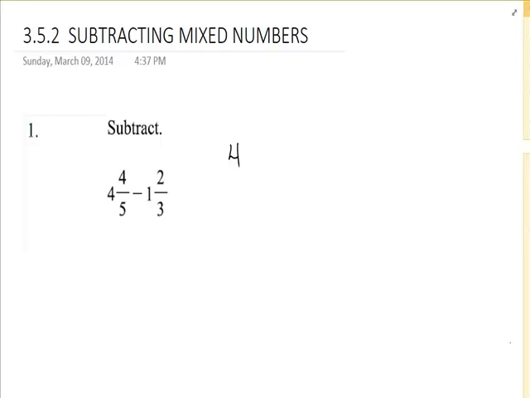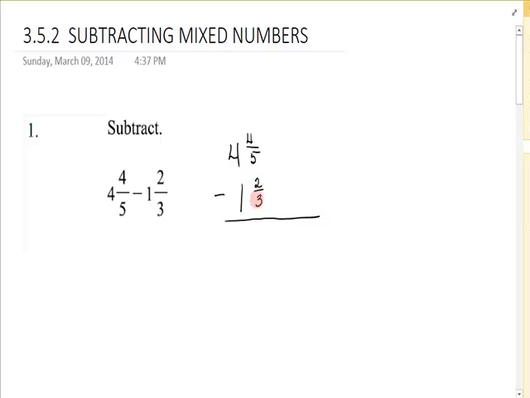Okay, in this lesson we're going to continue working with mixed numbers and we're going to do subtraction. So let's get right into it. We do have to get a common denominator. So I have 4 4/5 and I'm subtracting 1 2/3. I have to have a common denominator.